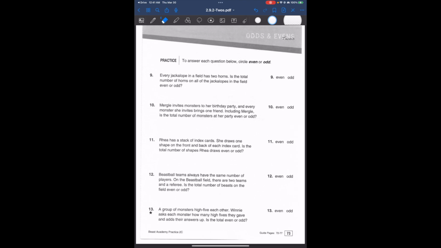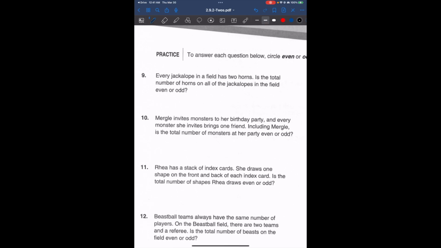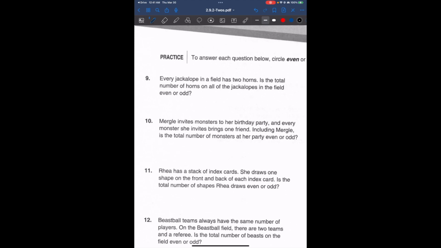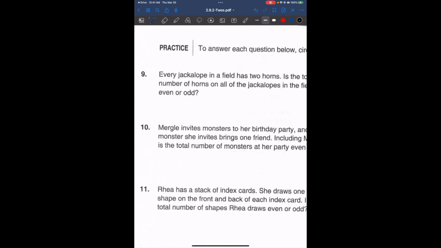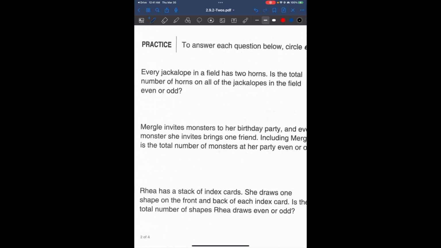So to answer each question below, circle even or odd. Every jackalope in a field has 2 horns. Is the total number of horns in all the jackalopes in the field even or odd? So here, if a number can be split into groups of 2, then it's even. And since every jackalope has 2 horns, that basically ensures that we always have multiple groups of 2.